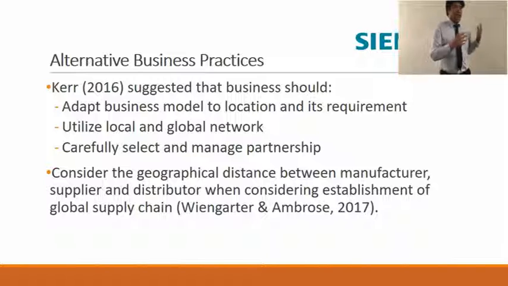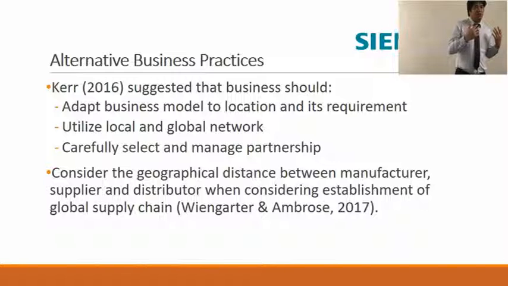Now let's talk about the alternate business practices which Siemens should adapt to its business performances. And the first business practice that we are going to talk about is suggested by Kerr. It suggests that business should adapt a business model to suit location and its requirement, utilizing local and global network, and carefully select and manage partnership.